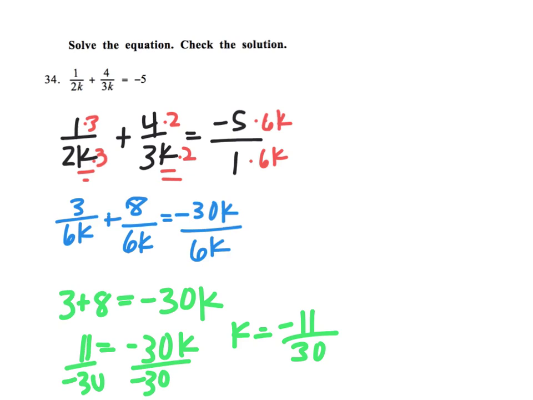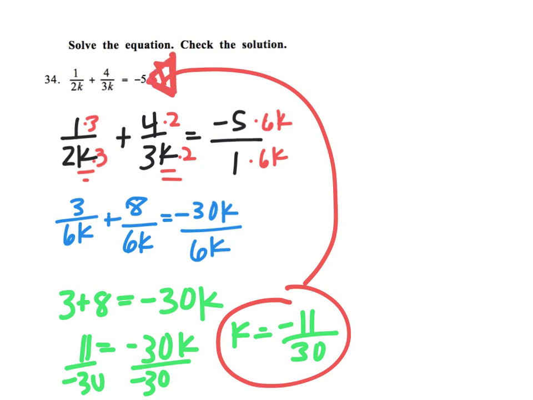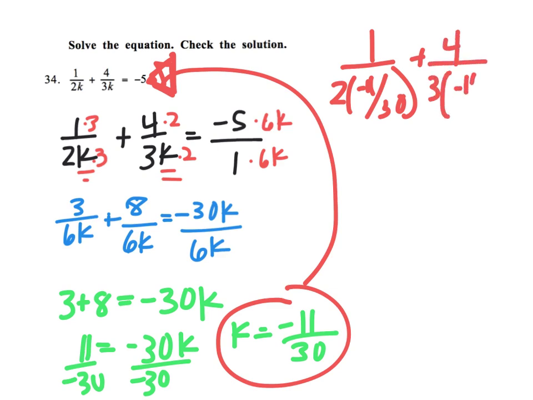Now it says check your solutions. To do that, we are going to plug this answer into our original equation. Now, I wholeheartedly wish that this was a nice, beautiful, amazing number. Is it? Of course not. Life would not be that easy for us. So what I would actually do is plug it into your calculator. I would do 1 divided by 2 times -11 over 30 plus 4 over 3 times the -11 over 30. And it should equal -5. If it does, awesome. If it doesn't, it's an extraneous solution.